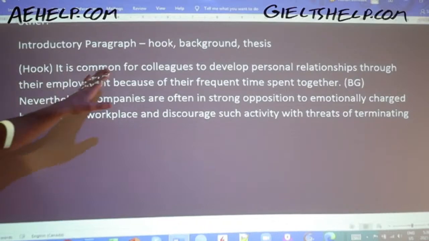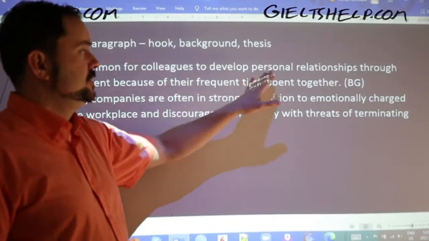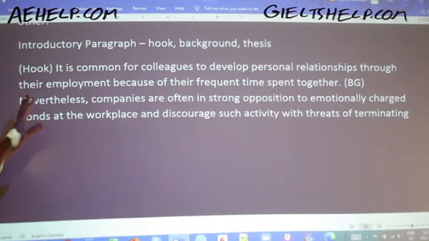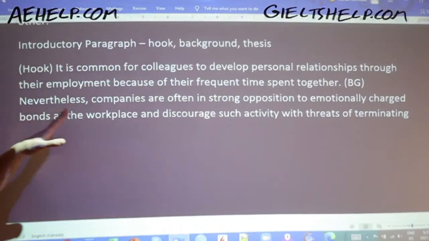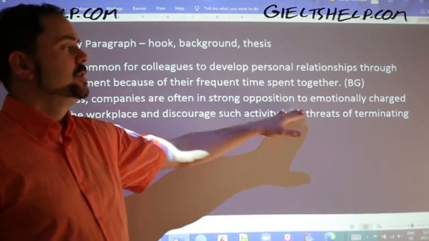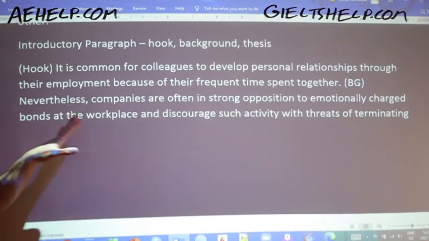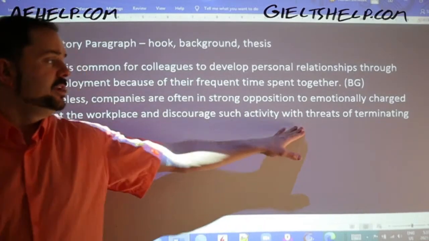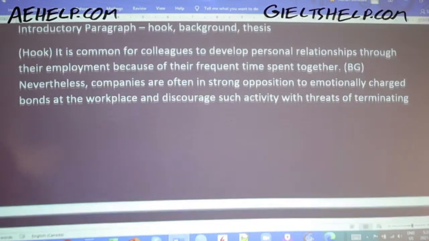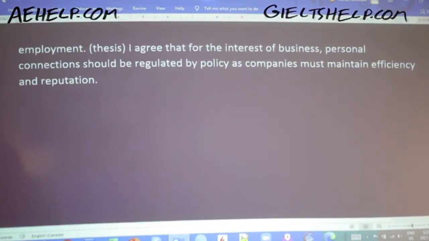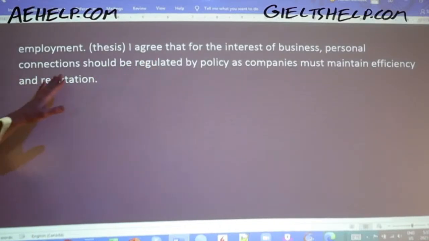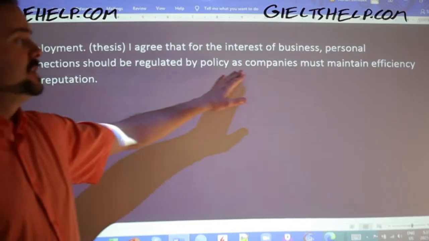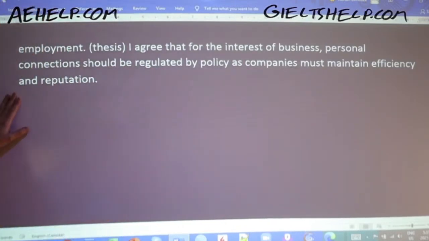Hook: It is common for colleagues to develop personal relationships through their employment because of their frequent time spent together. Nevertheless, companies are often in strong opposition to emotionally charged bonds at the workplace and discourage such activity with threats of terminating employment. I agree that for the interest of business, personal connections should be regulated by policy, as companies must maintain efficiency and reputation.